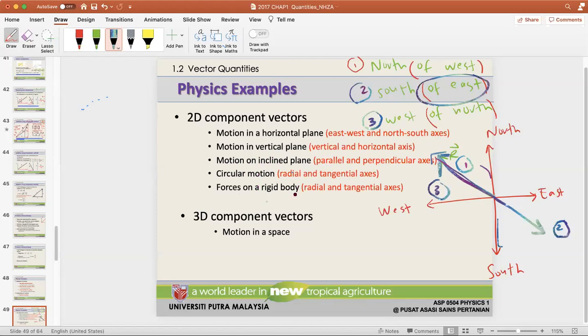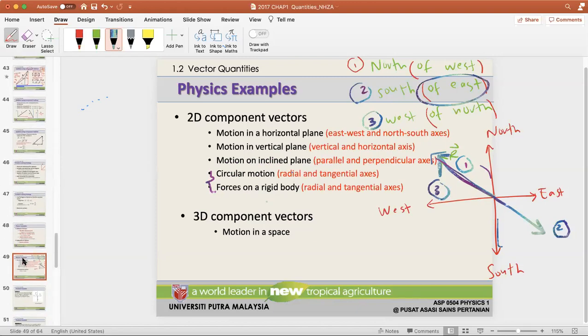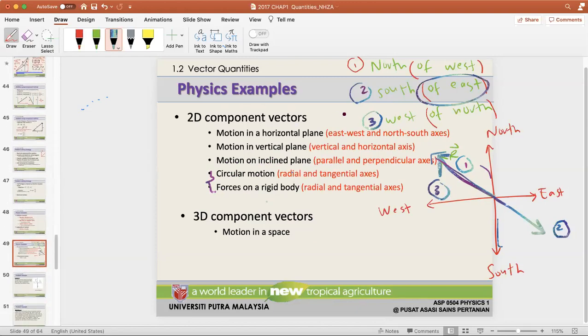Forces on rigid body, lambat lagi belajar. These two are like killers, but not to worry. And then 3D components, motion in space. That's an example. We will motion in space. Ada code sikit. Okay, but not to worry. As long as you understand the steps that we discussed, should be fine.